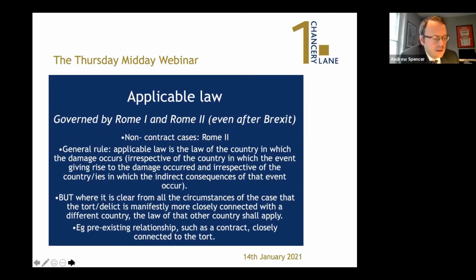However, there were other factors linking it with England. The claimant and defendant had both subsequently moved to England. The claimant received some treatment in England. The claimant suffered loss of earnings, so some of her damages in England. Also, she had pursued proceedings in England, although that wasn't considered to be a strong connecting factor.